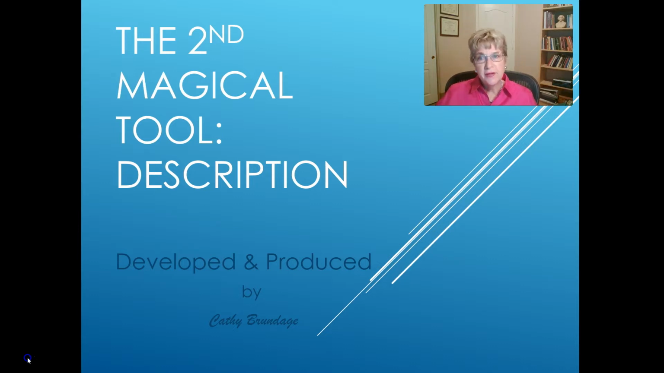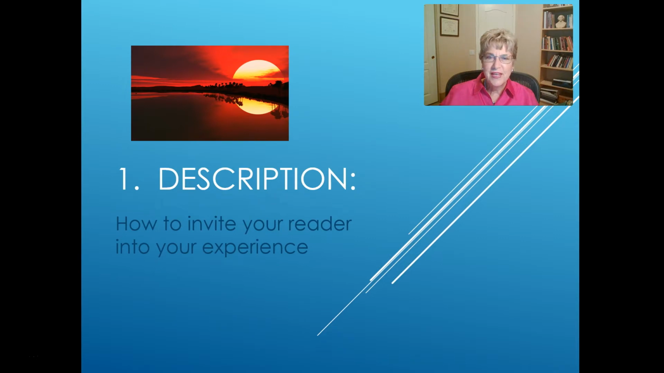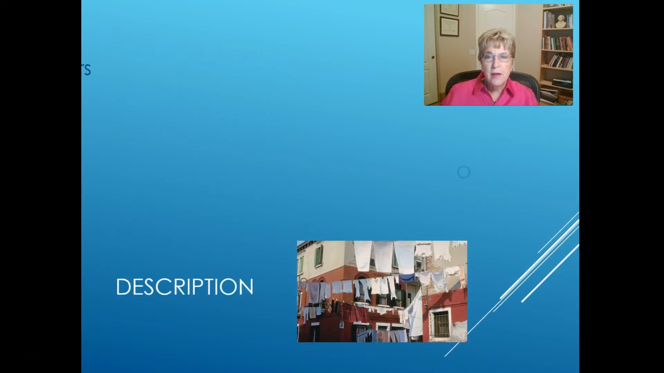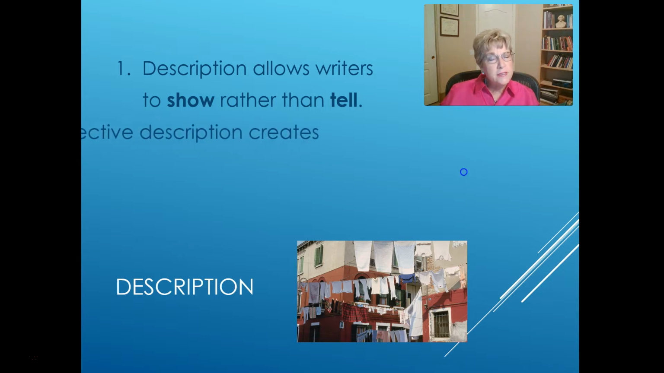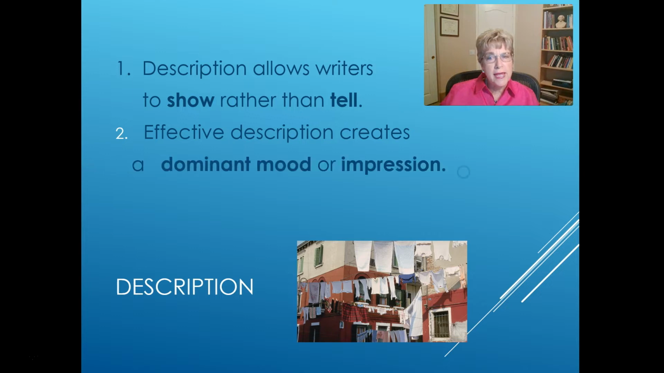Today we're going to talk about the second magical tool or rhetorical strategy, description. Let's get started. Description is how we invite the reader into the experience that we're writing about. When we describe, we allow the reader to see our experience, and we do this by showing rather than telling. Description also creates a dominant mood or impression, and this creates an emotional atmosphere of our story, and that's very, very important.